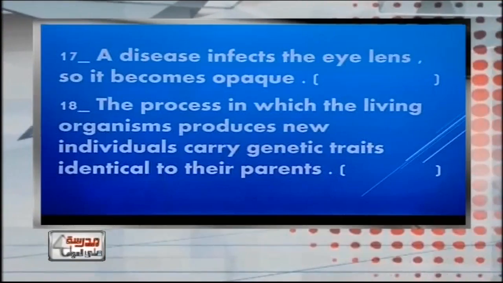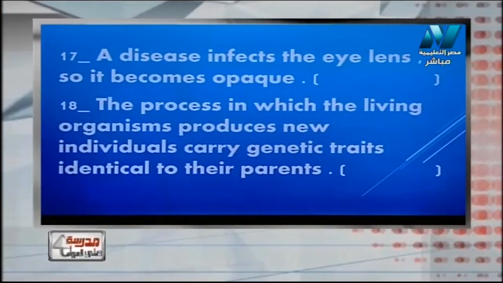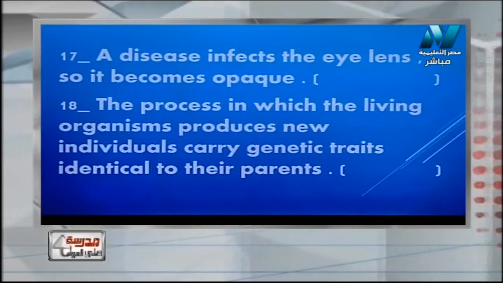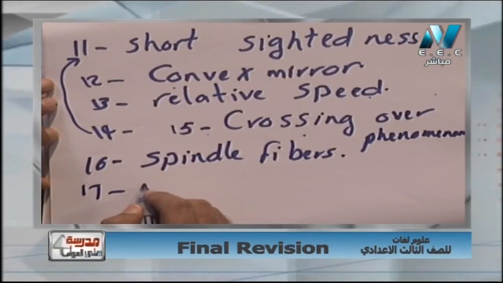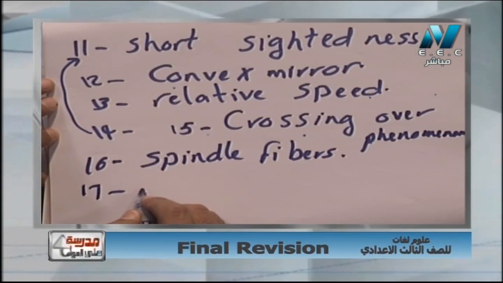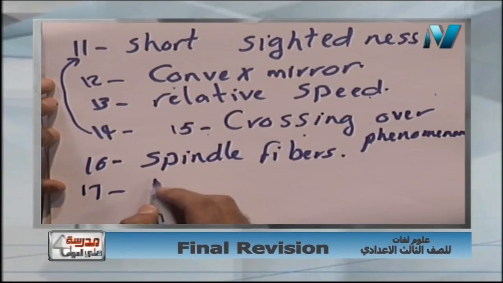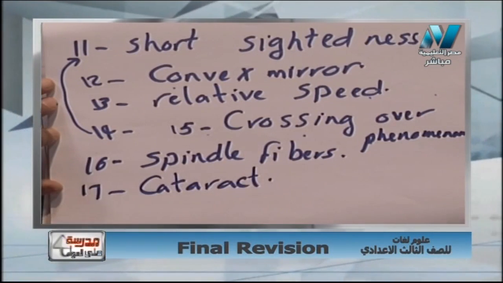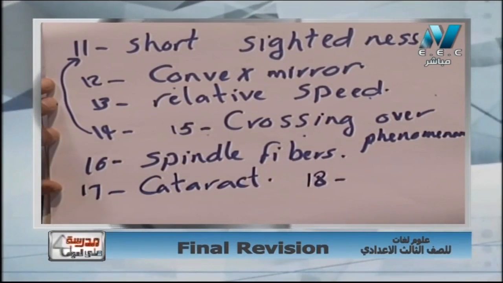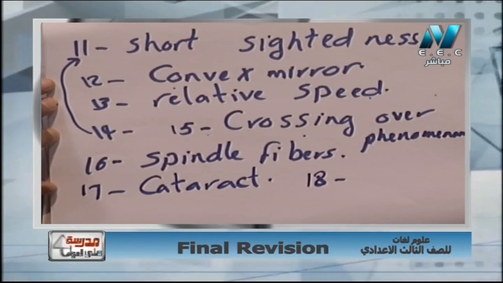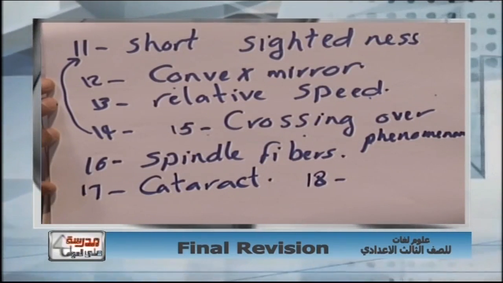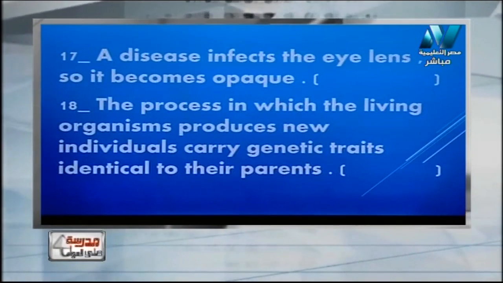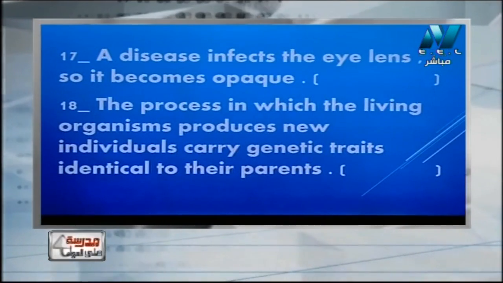Number 17. A disease infects the eye. Yes, we have only one type of disease this year. It is cataract. Again, a disease infects the eye lens, so it becomes opaque. It is what? Cataract.